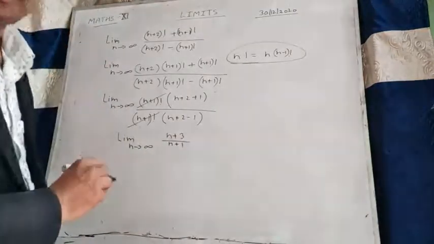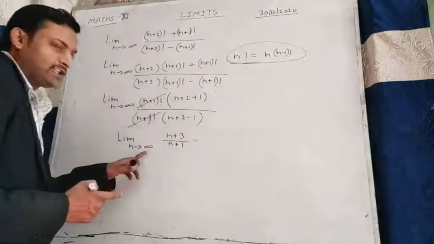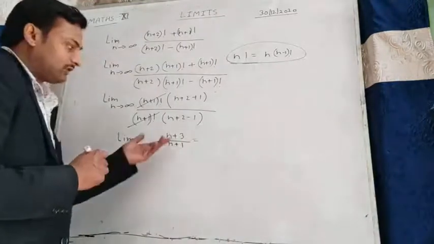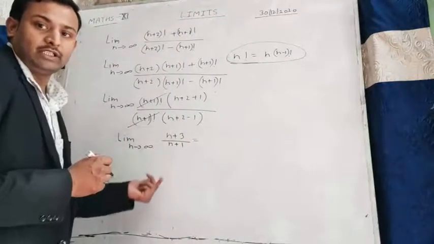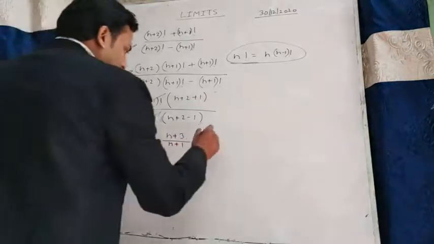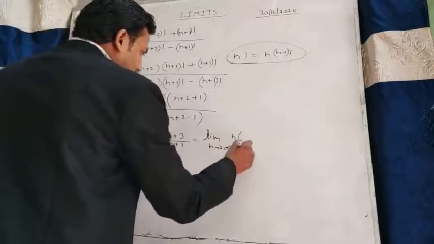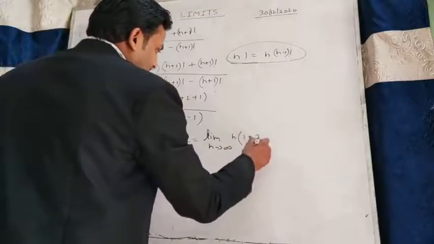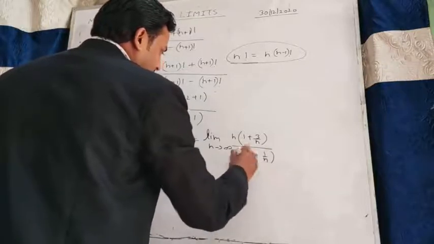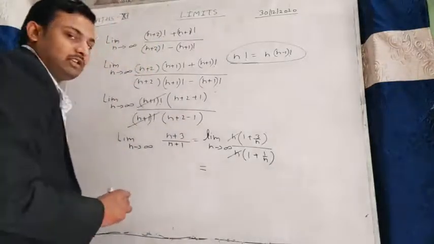Okay student. Now, here n tends to infinity. So you know the concept of infinity, how we solve it. We take the maximum power of the variable in numerator and denominator outside, then we put the limit. So here it is n, so we take n outside: limit n tends to infinity, n outside, 1 plus 3 by n, divided by n, 1 plus 1 by n. Okay student, so n will cancel in numerator and denominator, and the remaining term is this.